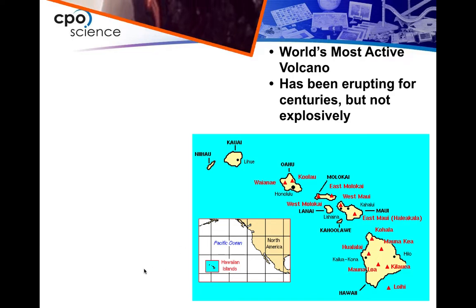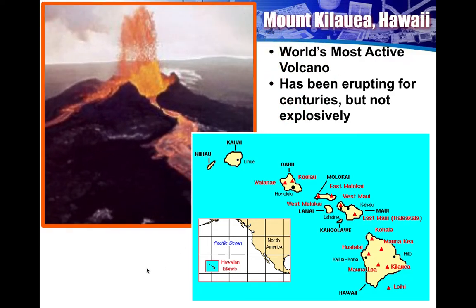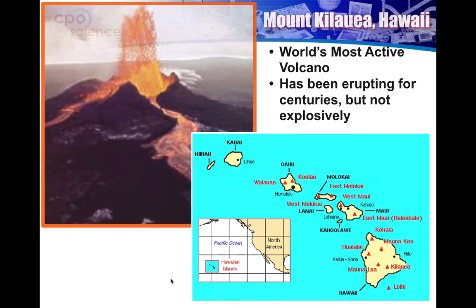Volcanoes have been shown to literally drop the temperature on Earth because of all of the ash in the air blocking out sunlight. Just to go through a few famous volcanoes here, Mount Kilauea in Hawaii is known as the world's most active volcano. It's been erupting for centuries, but not explosively. I tried to pull up a picture here, just showing you all of the volcanoes that you see on Hawaii. This one right here is Mount Kilauea, as you can see on there. And there's the shield volcano that we talked about earlier, Mauna Loa.